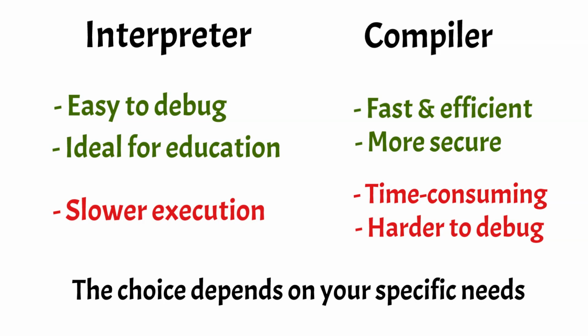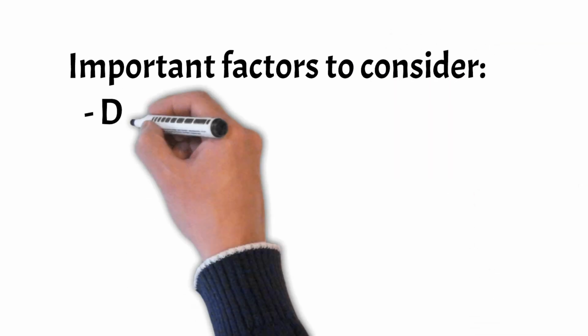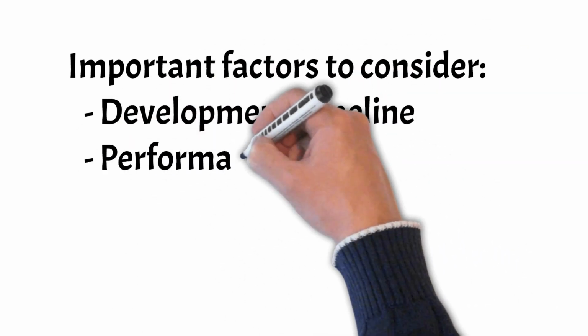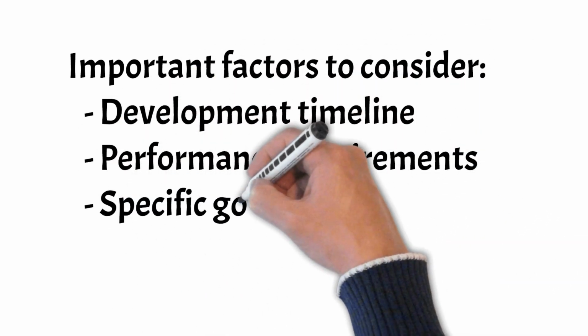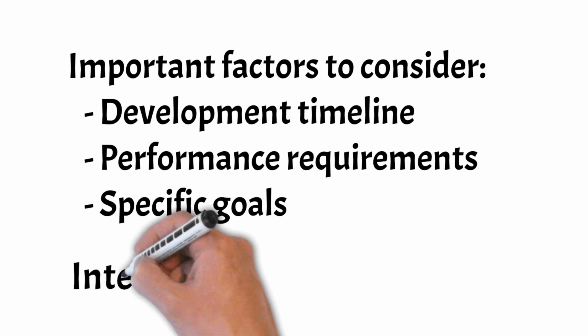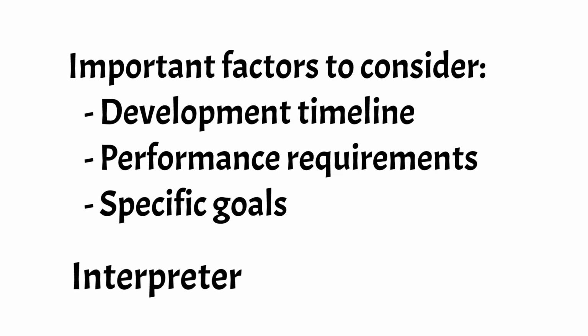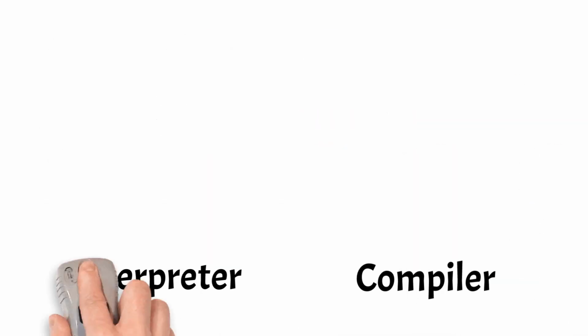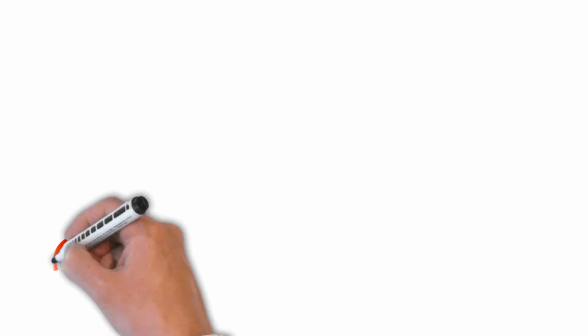Ultimately, the choice between an interpreter and a compiler depends on various factors such as the development timeline, performance requirements, and the specific goals of your project. For quick iterations and dynamic environments, interpreters might be the better choice. For performance-critical applications where execution speed and efficiency are paramount, compilers are typically more suitable. Understanding these trade-offs will help you select the right tool for your programming tasks. That wraps up our exploration of interpreters and compilers.